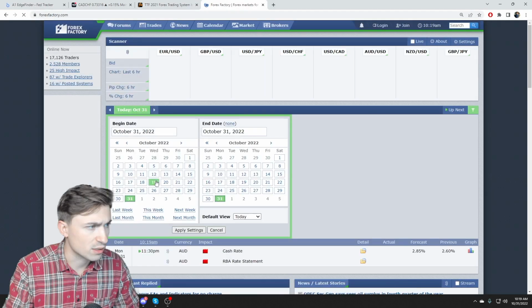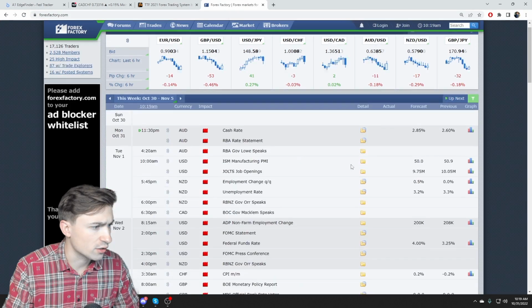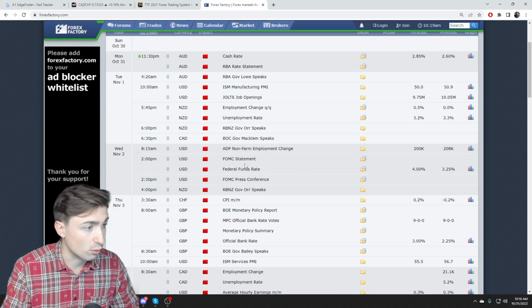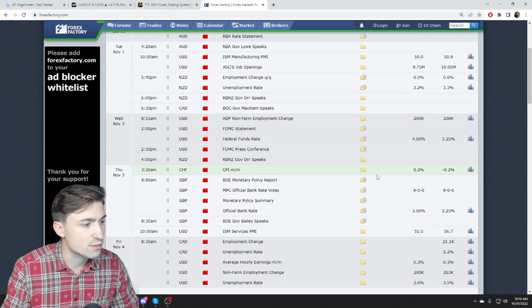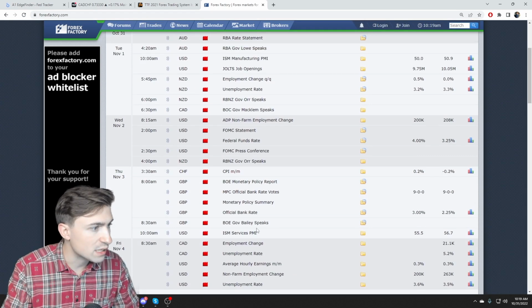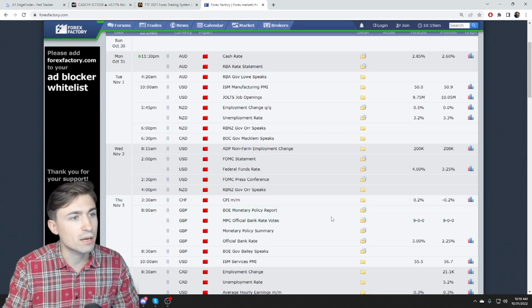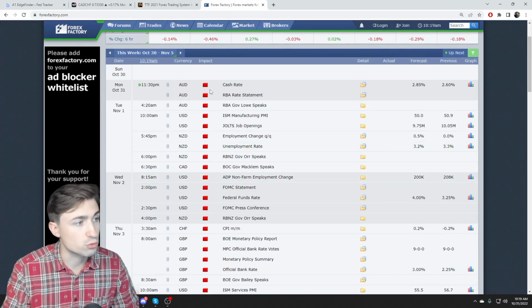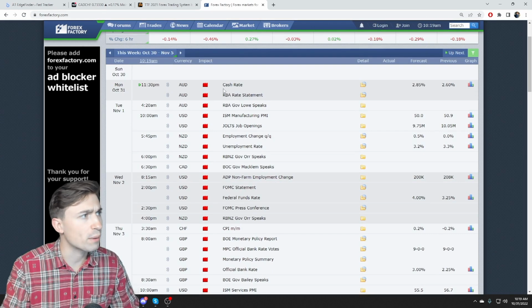Just on the red folder filter, we can see we have the Federal Reserve coming out and discussing their new rate hikes, the anticipated 75 basis point raise. We also have an NFP at the end of the week, and we have the Bank of England coming out with their interest rate decisions. Not to mention also, of course, the Australian central bank. So lots of central bank stuff this week.